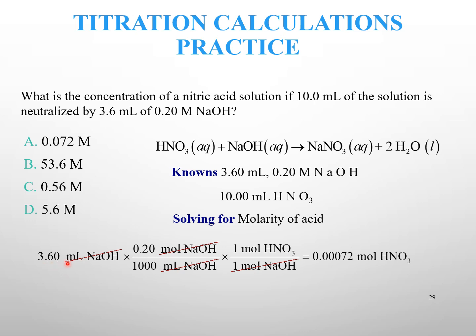So 3.6 mL of sodium hydroxide is 2.2 moles in 1,000 mL because it's 1 liter. You cancel off the mL of sodium hydroxide, you get moles left over on the top. And the mole to mole ratio is 1:1, so you cancel off the moles of NaOH. Now you have your answer in moles of nitric acid. Once you get the moles of nitric acid here, you want to go ahead and divide that by 0.01 liters because that's 10 mL, and you get your answer as 0.072 molarity of nitric acid.